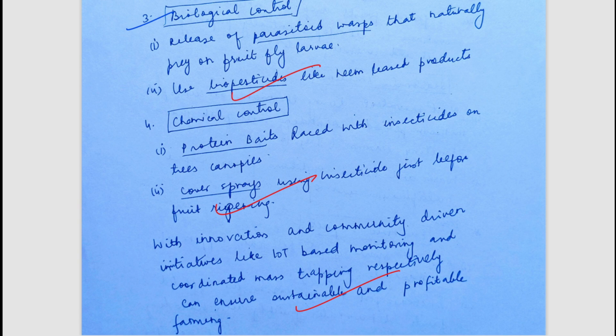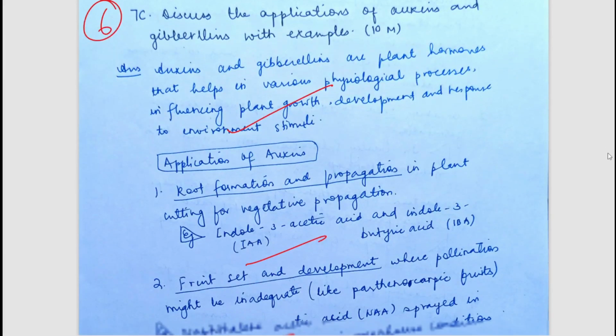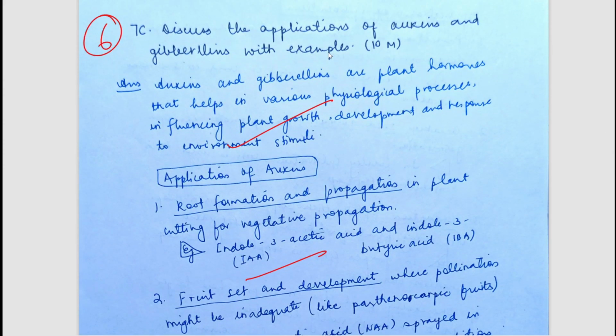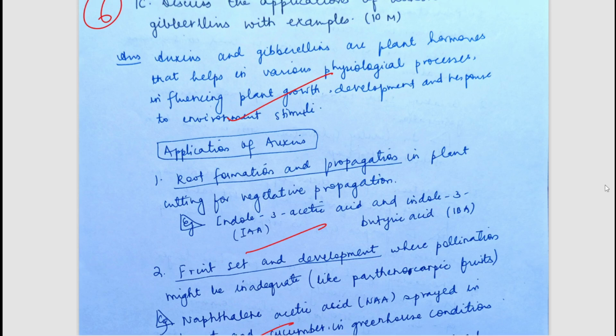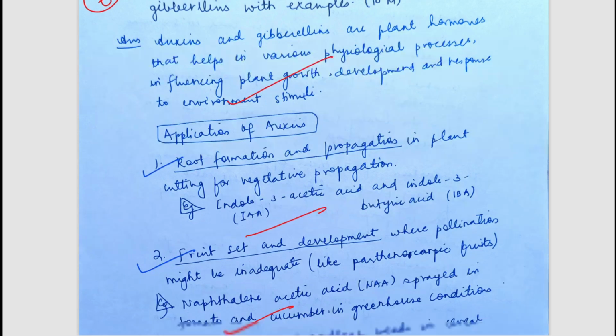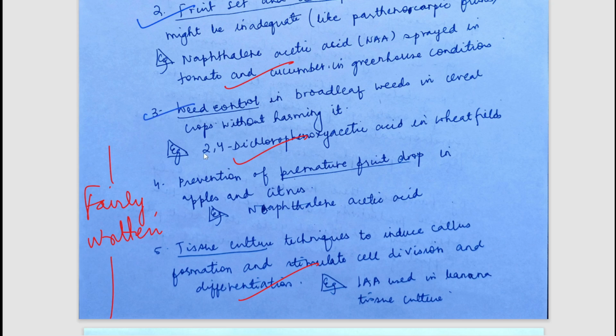So now let's move to the next question. The next question is, discuss the implications of auxins and gibberellins with examples. So what are the applications of auxins? It can be used in root formation and propagation. It can be used in fruit set and development. It can be used in weed control. We all know about 2,4-D. It can be used in prevention of premature fruit drop, tissue culture.